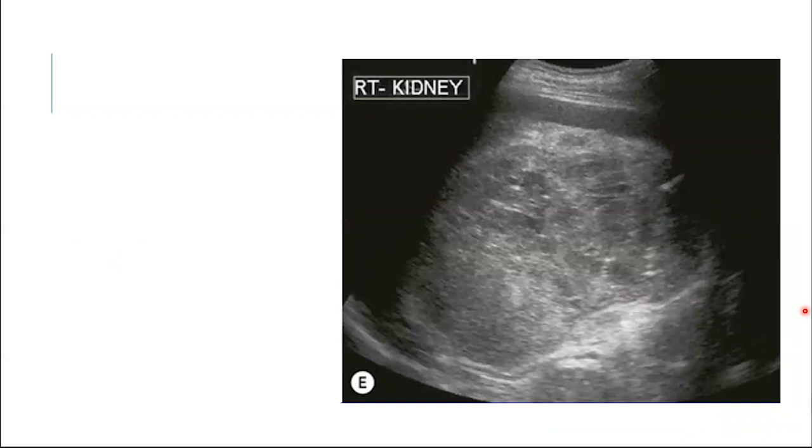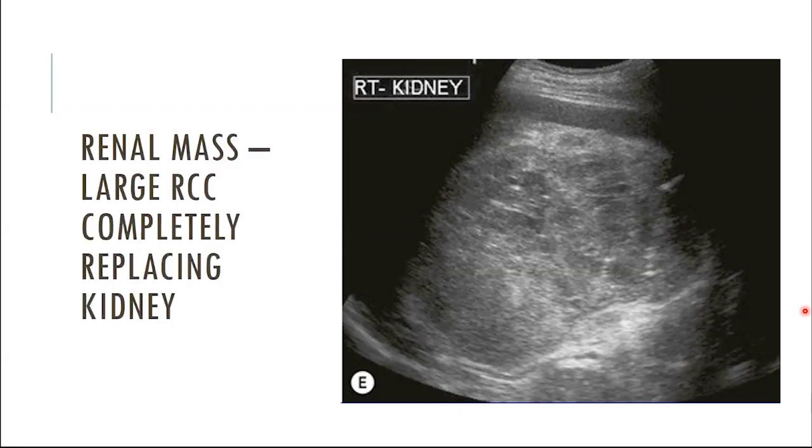Thoughts on this one? Certainly could be Wilms. I think this was a large renal cell carcinoma, but I think for our purposes, what you're seeing is a large renal mass that you need oncology to weigh in on, right? It's basically engulfed the entire kidney capsule.